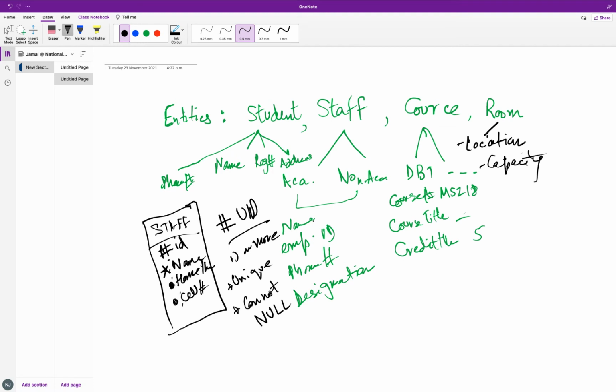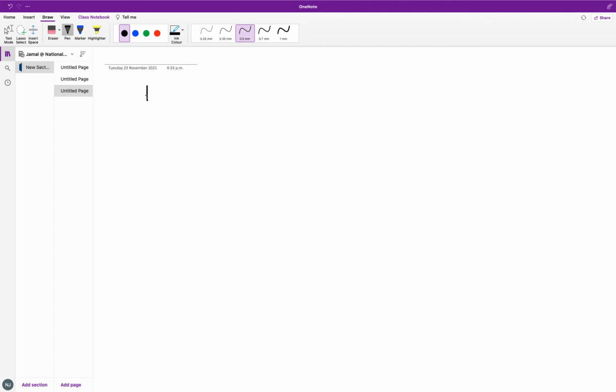The third important thing about entities in a relational database is their relationships with each other. Okay, relationships. So in relationships we have two things: optionality and cardinality.